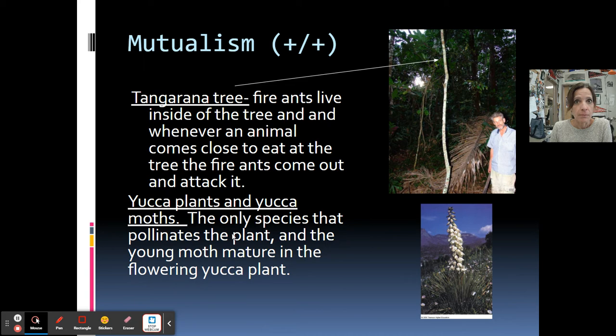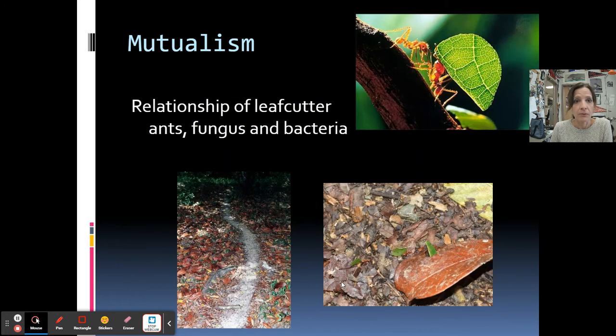Yucca plants and yucca moths also have a mutualistic relationship. Yucca moths are the only insects that pollinate the yucca plant, and the young live within it. So that's again positive for both.